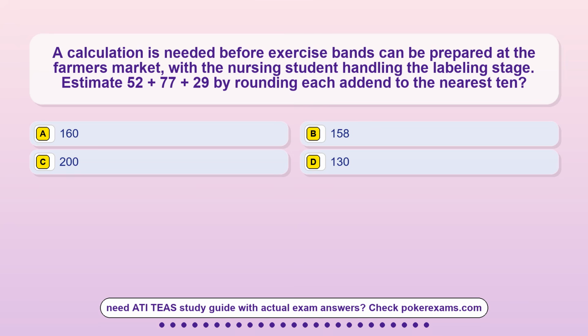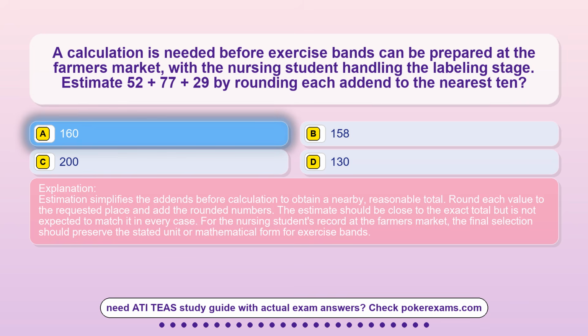A calculation is needed before exercise bands can be prepared at the farmer's market, with the nursing student handling the labeling stage. Estimate 52 plus 77 plus 29 by rounding each addend to the nearest 10. Option A 160. Option B 158. Option C 200. Option D 130. The correct answer is option A 160.